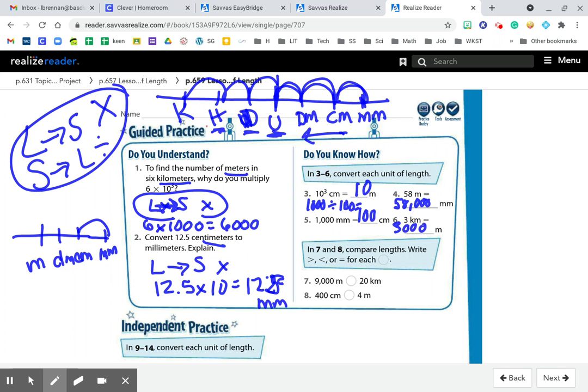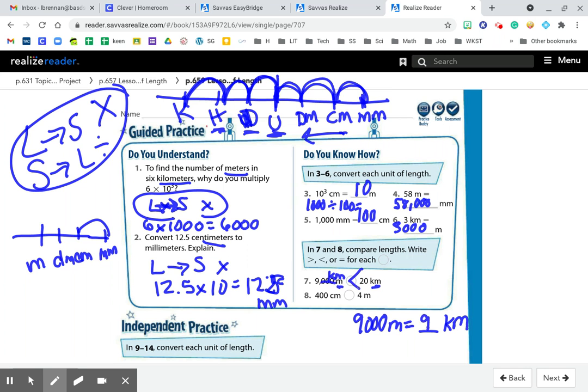And down the bottom, number 7, 9,000 meters, and it's going to equal how many kilometers? So you're going to have to turn one side of the equation into the same unit as the other. So let's say I want to turn 9,000 meters into kilometers. From meters to kilometers is smaller to large, and they're 10, 100, 1,000. So it's 1,000 away. So I'm going to divide by 1,000. So I would have 9 kilometers. So 9 kilometers and 20 kilometers. 20 kilometers is bigger.